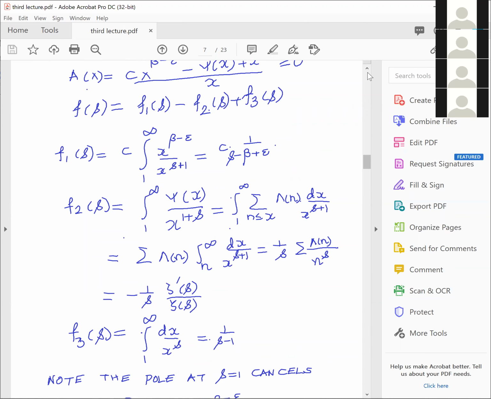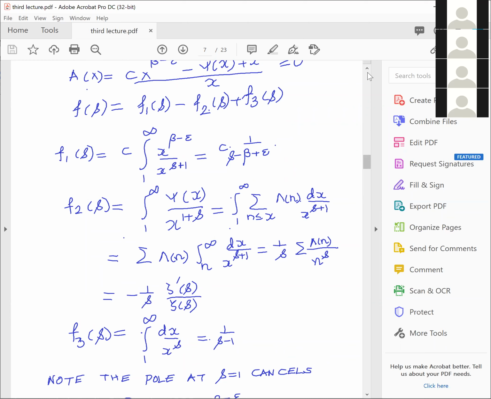In order to know what is the Lyapunov convergence, of course, as I was telling you, I start from the real point and then start moving, and then I try to see where the singularity is. Okay, this s minus beta plus epsilon has a singularity at beta minus epsilon. Okay, beta is less than 1. But on the other hand, f2 of s minus 1 over s zeta prime s by zeta s has a singularity at s equal to 1.